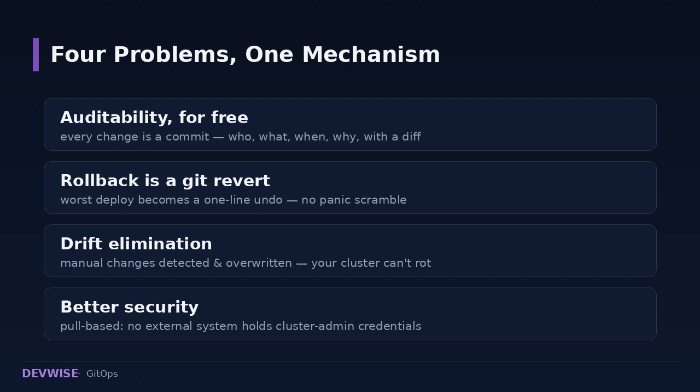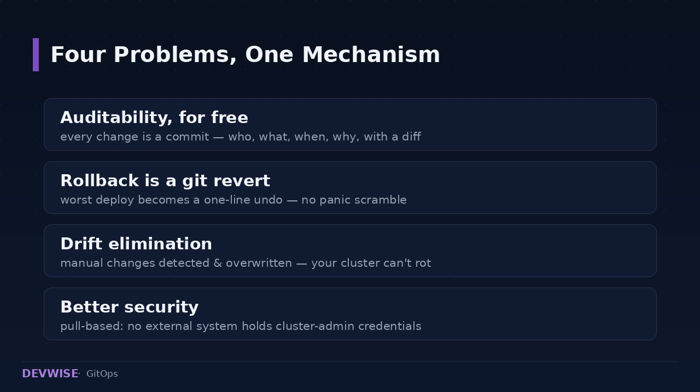Benefit 2. Rollback is a Git revert. This one changes how incidents feel. A bad deploy in the old world means a panicked scramble. Which version was good? Redeploy it. Hope. In GitOps, you revert the commit. The agent notices the change and rolls the cluster back to the previous known good state, automatically, the same safe path every other change takes. No emergency SSH session, no hand-rolled rollback script. Your worst deploy becomes a one-line undo.